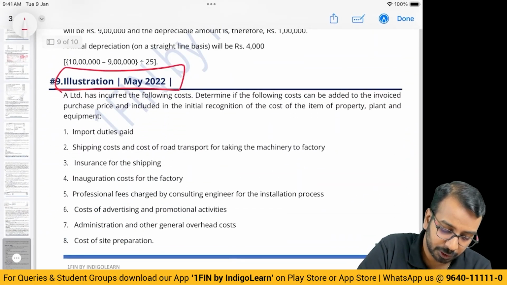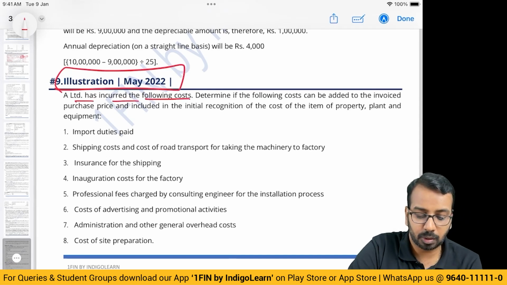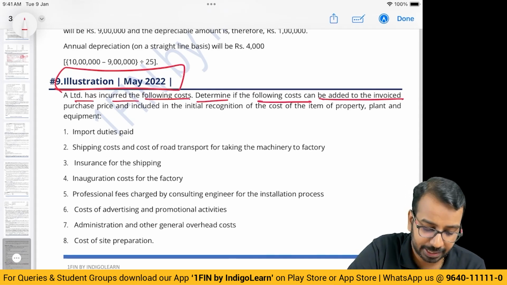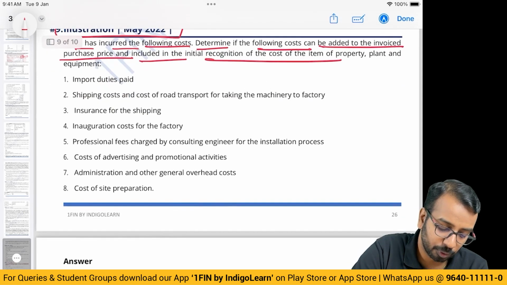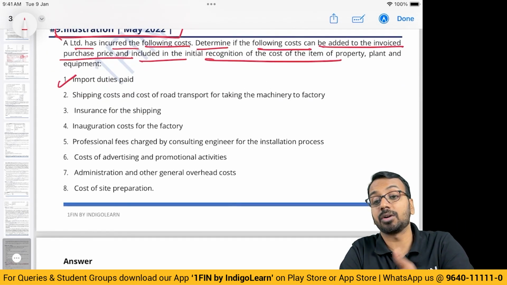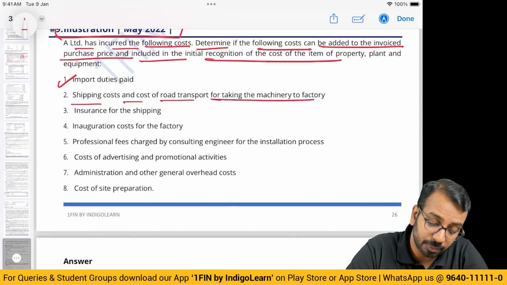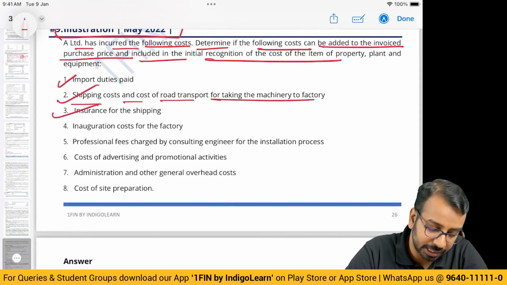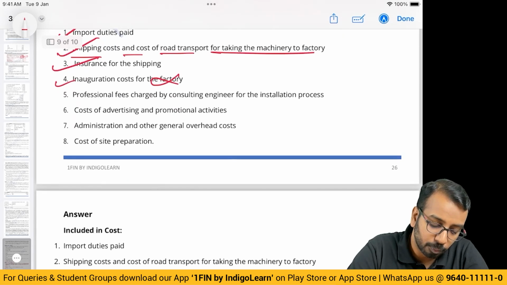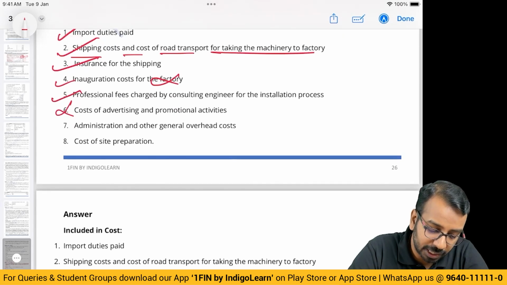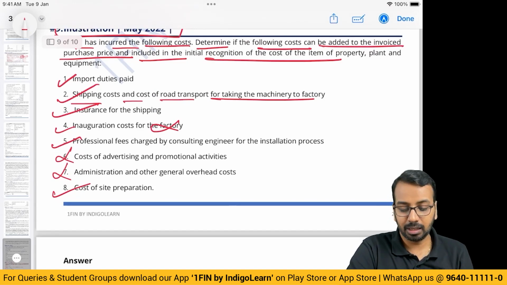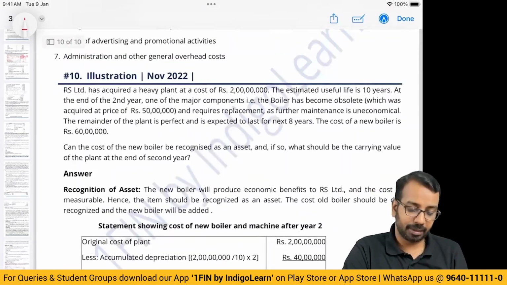This will be a quick revision. A Limited has incurred the following cost. Determine if the following cost can be added to the invoice purchase price and included in the initial recognition. Import duties paid. Can we add? Yes, because import duties are not refundable. Shipping cost and cost of road transfer for taking machinery. Yes. Insurance. Yes. Inauguration cost. No. Professional fees. Yes. Cost of advertisement. No. Administration. No. Cost of site preparation. Yes. So this can be again a 4-mark question in the examination.